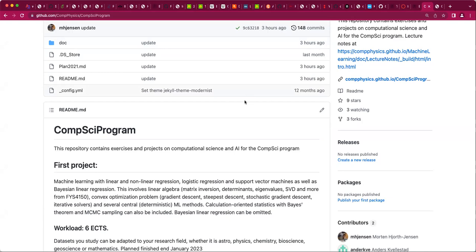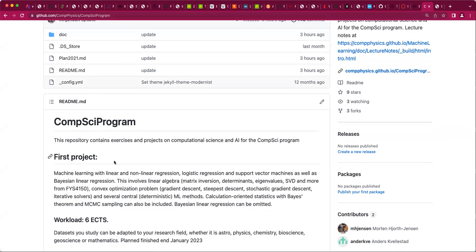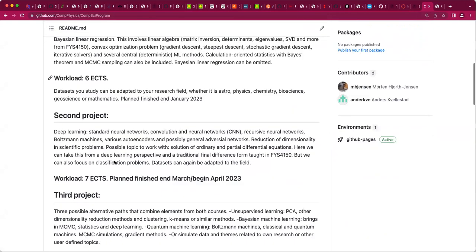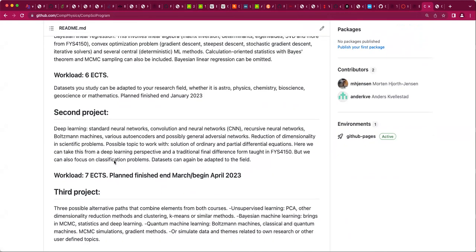The website is github.com, then CompPhysics, and then the CompSci program. This is where you will find all the material which is relevant for the course. The first thing is actually this very, very tentative sketch of possible projects.